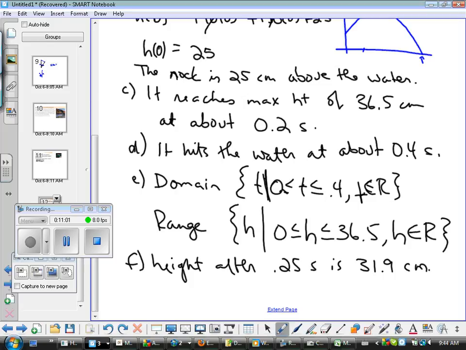Okay, so the height after 0.25 seconds is 31.9 centimeters. Okay, so that's the whole question right there.